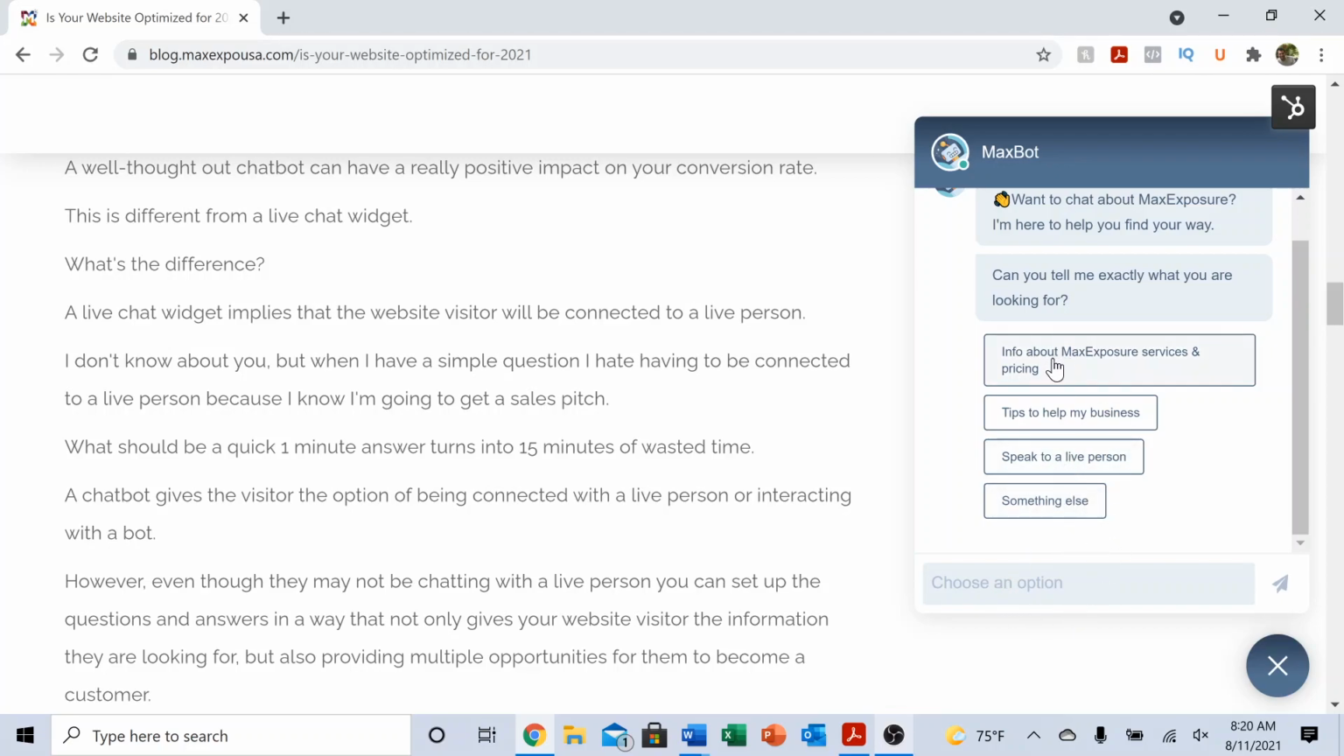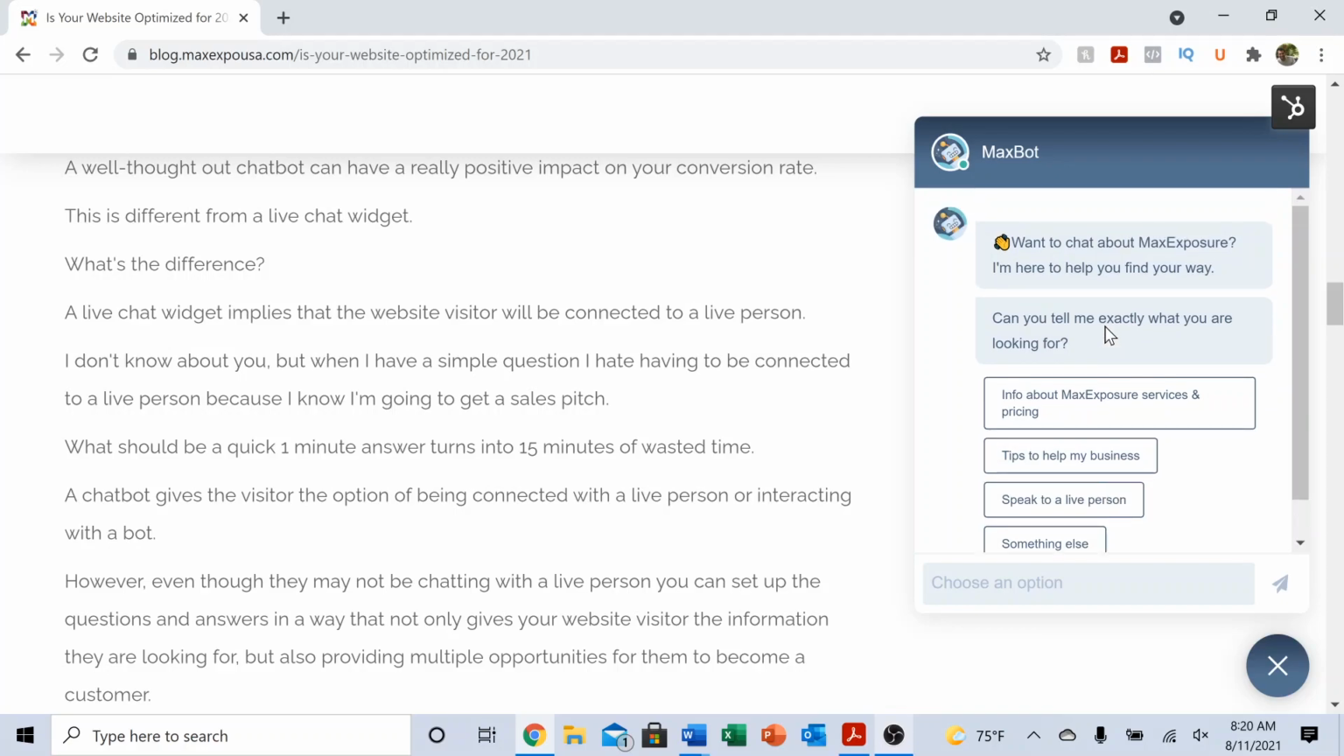So they have options. And basically, when they click on this, it will give them a decision tree. After they click on one of these questions, it might ask them a follow-up question, or they can ask something specific. And it just gives them the information that they're looking for a little bit more quickly than if they spoke with a live person.